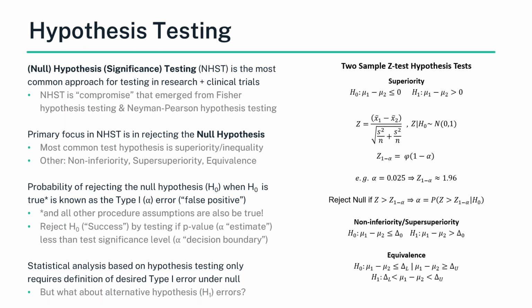But in practice, we have this kind of compromise called NHST, which is mostly focused on taking a p-value and comparing it to a threshold, a test significance level. We call that in the context of inquiry.